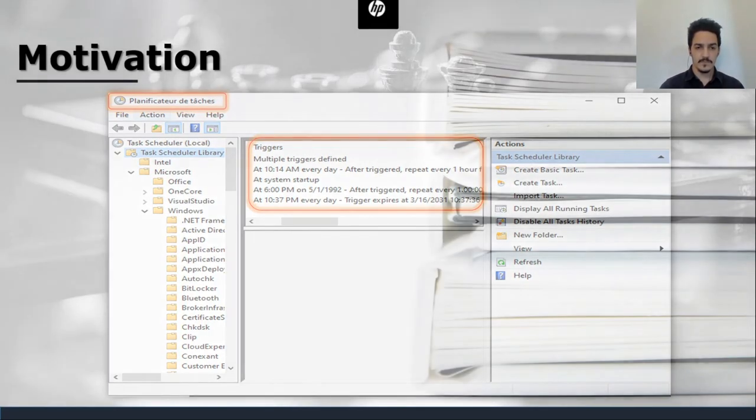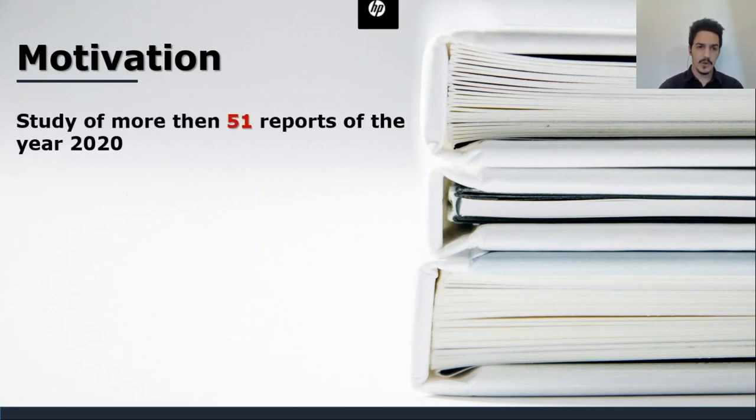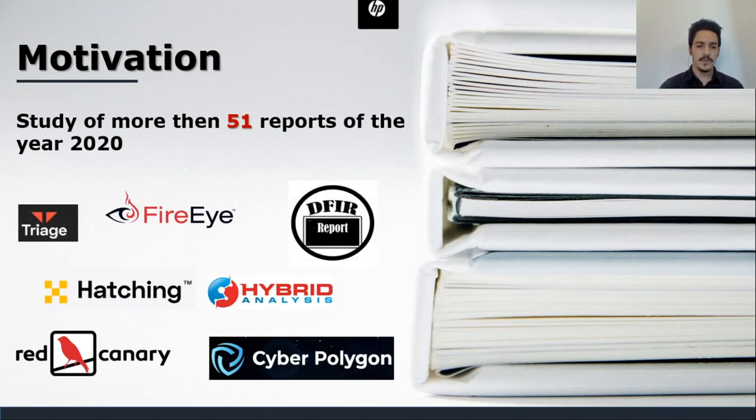And for that, this gave me the motivation and the idea to do some research. So I went ahead and studied more than 51 reports of the past year, published by different entities such as FireEye, Red Canary, the DFIR Report, and the like. And I studied some malware from Hybrid Analysis, Hatching.io, AnyRun, and the like. In this presentation, I will be talking about the results. Please note that this research was published as a two-part blog post on my blog, which contains all the details. So this presentation will only focus on some of the tools.